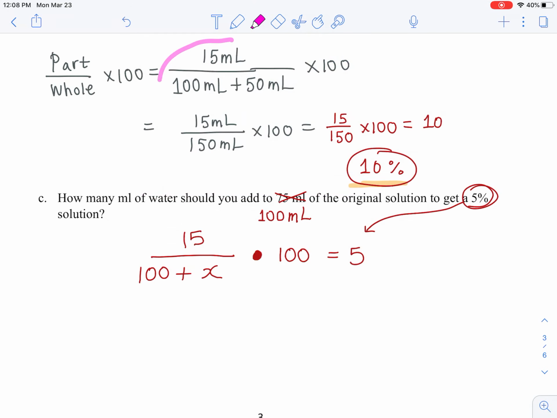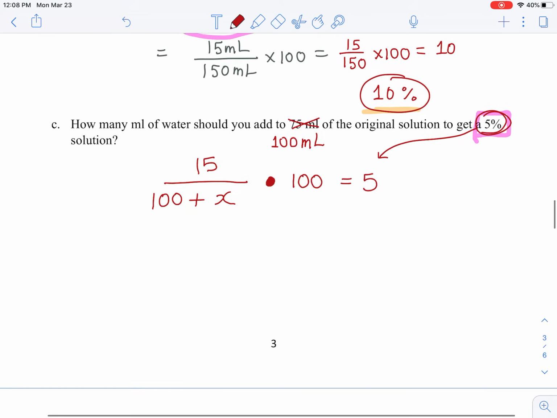This is similar to doing 15 over 100 plus 50. Well, we knew that was 50 back then, but we don't know the amount of water we should add. So we called it X here. But then still multiplying that by 100. But what we know on the other side, we want it to be 5%. So hopefully this setup makes sense.